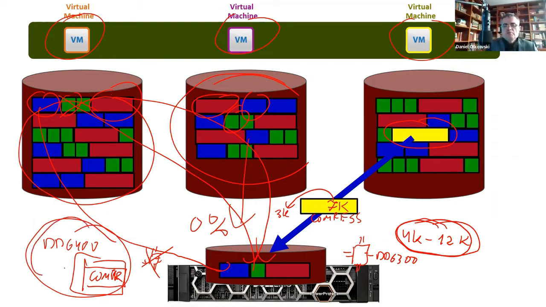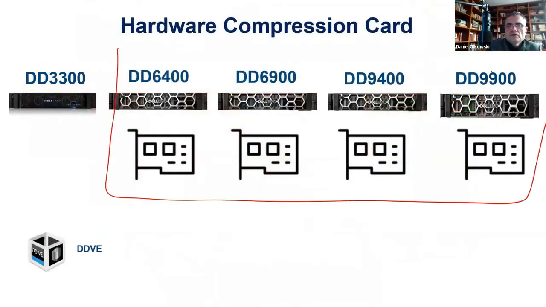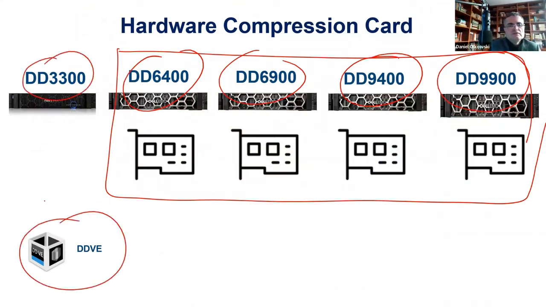So first, the backup is faster, usually twice as fast. Restore should also be much faster because of the compression card. But also the whole Data Domain is much faster because the processor now is not busy compressing the new chunks. It's just done by the separate compression card. Okay, so all new models, DD6400, DD9600, DD9400s, DD9900s, all of them have the compression card. We don't have them on the DD3300s and DDVE. They don't have the compression card. Yeah? But those ones, they are much faster.